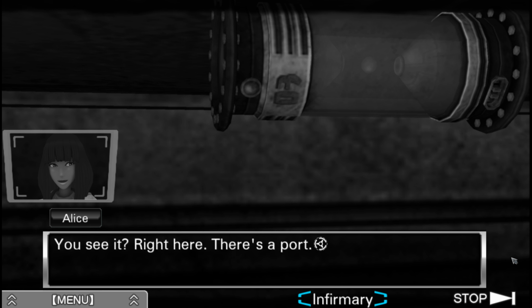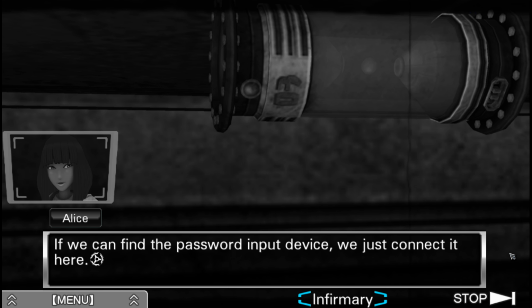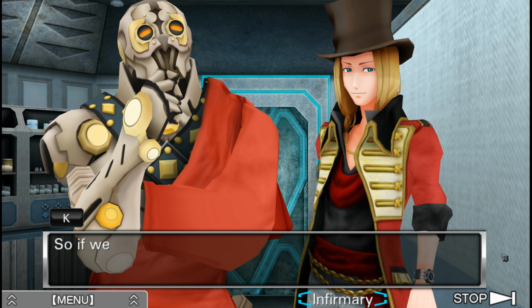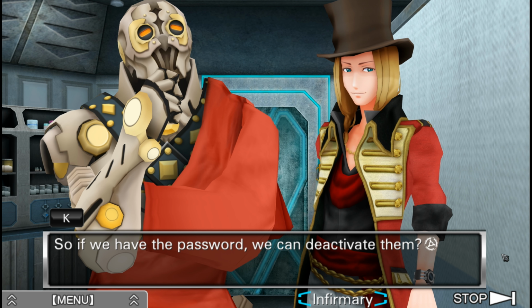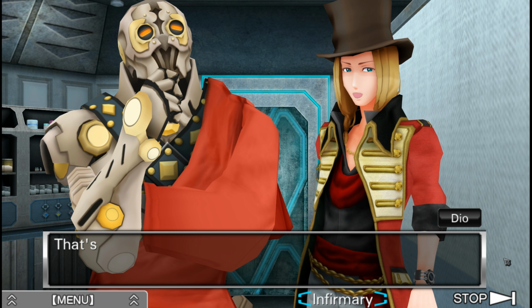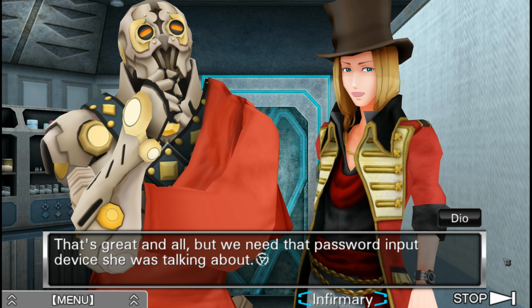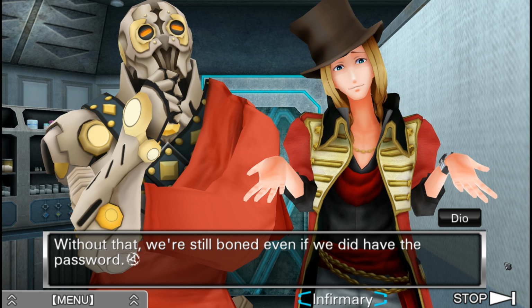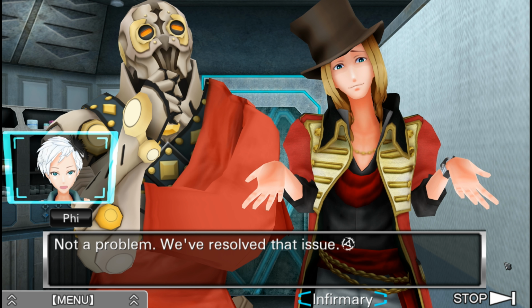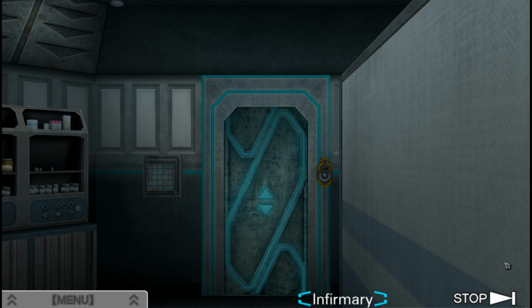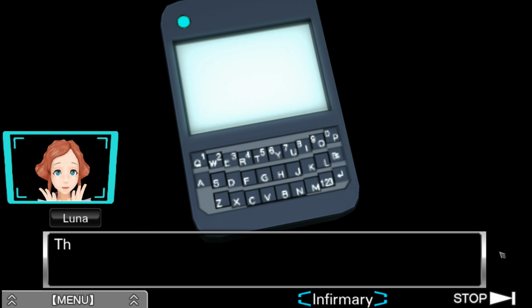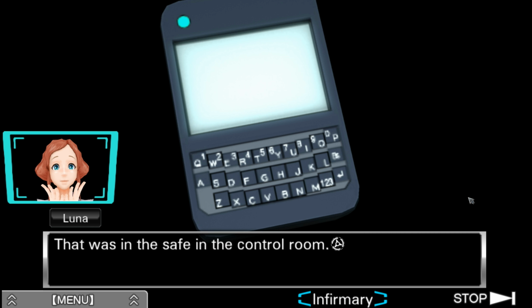You see it? Right here. There's a port. If we can find the password input device, we just connect it here. And I think I have it. I have the PDA. Then we can enter the password. So, if we have the password, we can deactivate them? Yes. Whoa, hold on a second. That's great and all, but we need that password input device she was talking about. Without that, we're still boned even if we did have the password. Not a problem. We've resolved that issue. Huh? Show them. I nodded and pulled it out of my pocket. That was in the safe in the control room. Indeed.